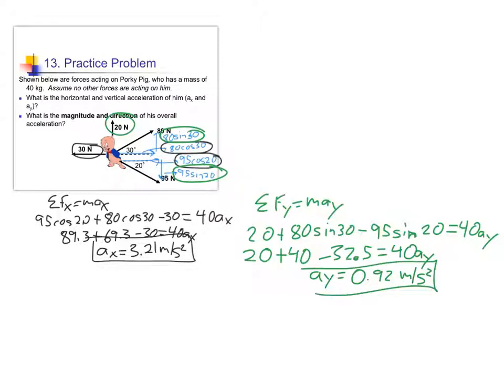So that solves my x and y acceleration. What I want to do now is put those together. So I'm going to draw my triangle. In the x direction, I have 3.21 meters per second squared of acceleration. In the y direction, I have 0.92 meters per second squared of acceleration. And what I'm ultimately looking for is this hypotenuse here and this angle. That's going to be the overall magnitude and direction of my acceleration.